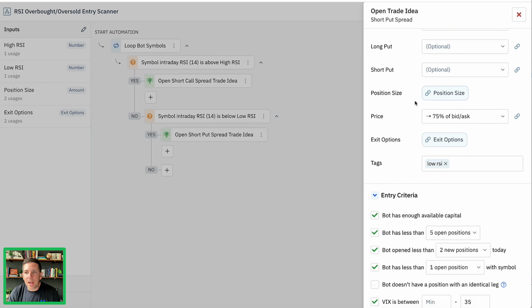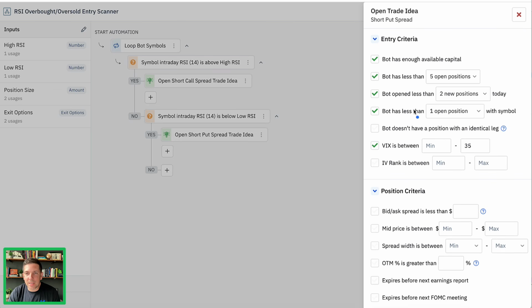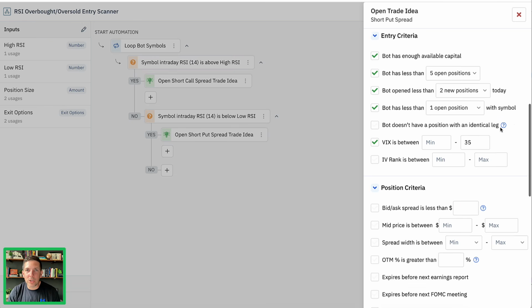And then you can see I'm presetting my exit options, which is an input to take profits at 40%. And then we have some entry criteria, which in this case, the way that it's set up is that it's just a checklist of things that you want the bot to check before it gets into the position. So does the bot have enough capital? Does it have less than 5 positions, hasn't opened more than 2 positions today, has less than 1 position with this symbol, so basically don't open multiple positions in the symbol. VIX is really low, like all of these things you might normally check if you were trading.